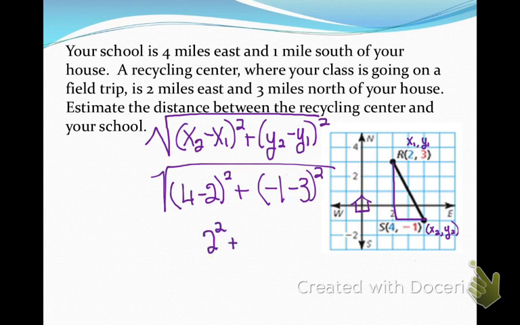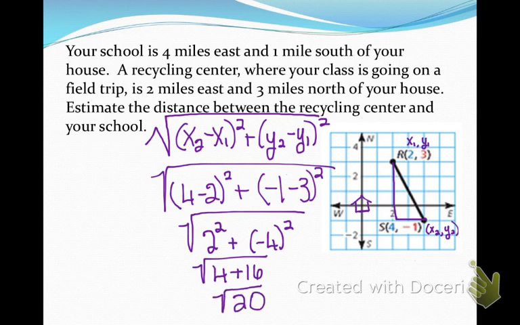Then you're just going to use your calculator and come up with the square root of 20. Now, simplest radical form of 20 is 2 square root of 5. But since this is a word problem and they want a distance, an estimated distance, we're going to actually put that in our calculator and say, hey, it's about 4.5 miles between the recycling center and my school. All right, now I'm going to ask you to do the independent practice. There is another video that goes over that if you need help with it.